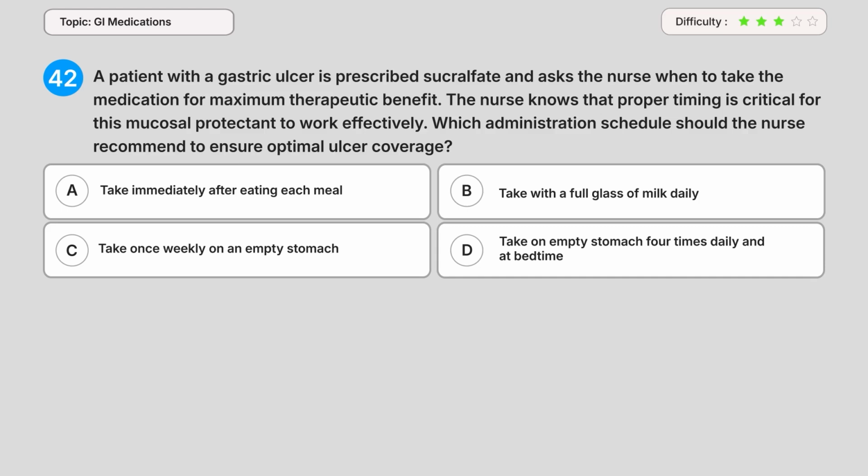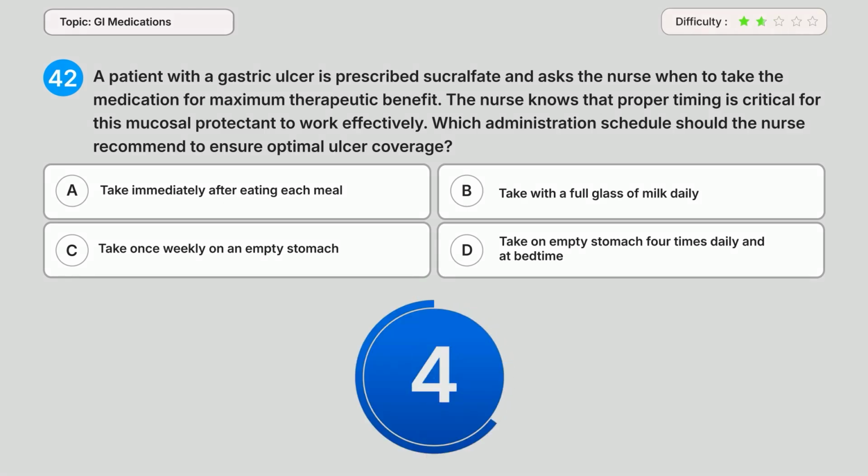A. Take immediately after eating each meal. B. Take with a full glass of milk daily. C. Take once weekly on an empty stomach. D. Take on empty stomach 4 times daily and at bedtime. What do you think is the answer?